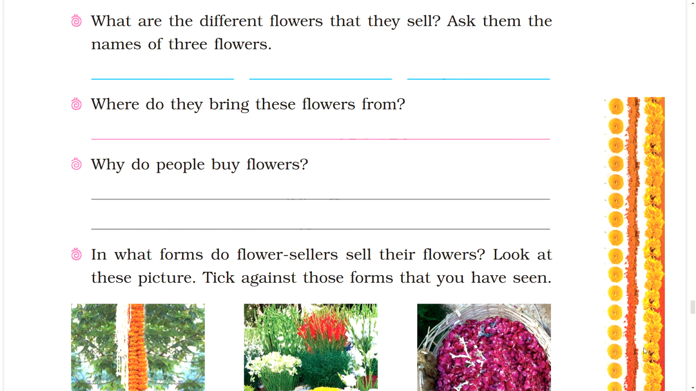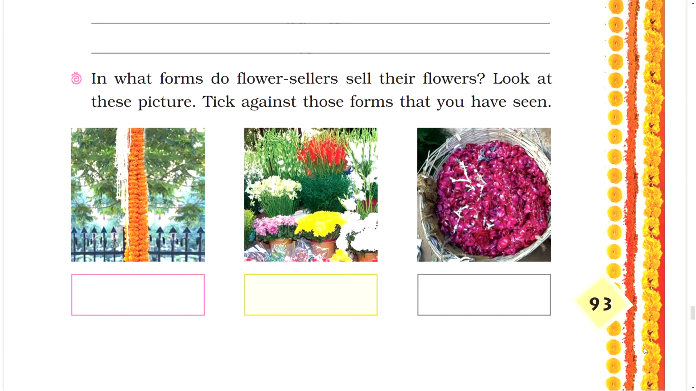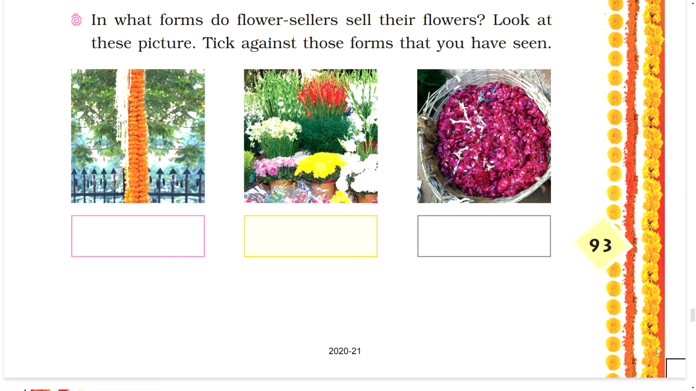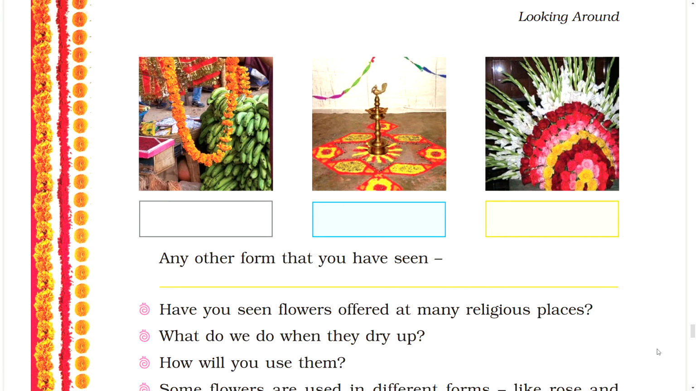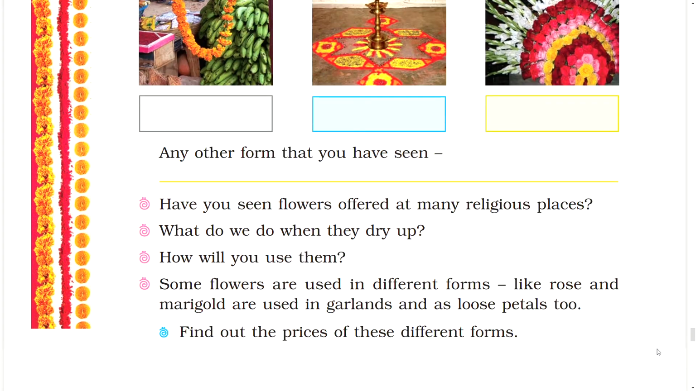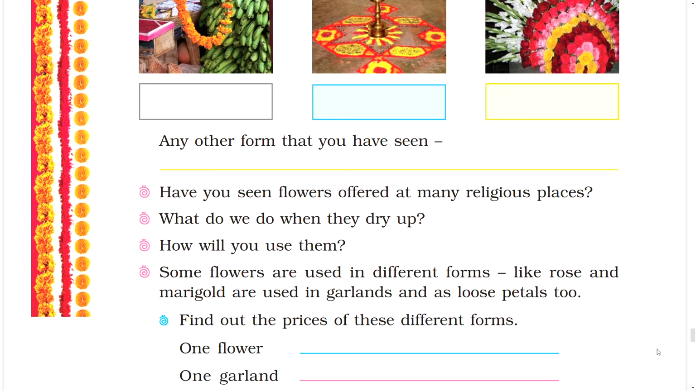Look at this picture. Tick against those forms that you have seen. Comment this. Any other form that you have seen? Have you seen flowers offered at many religious places? What do we do when they dry up? How will you use them?